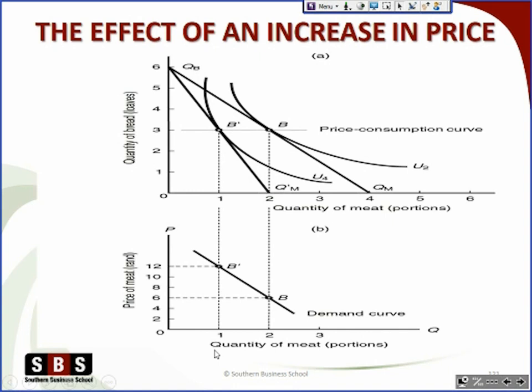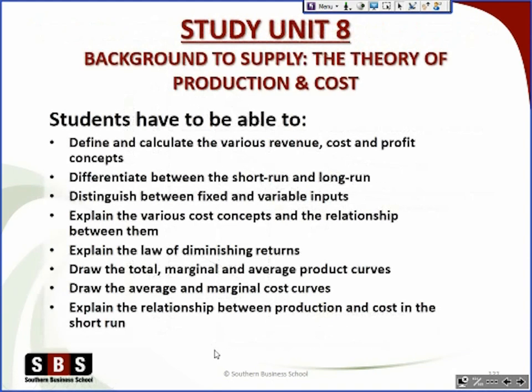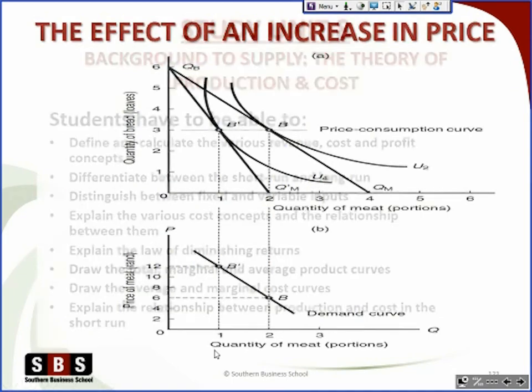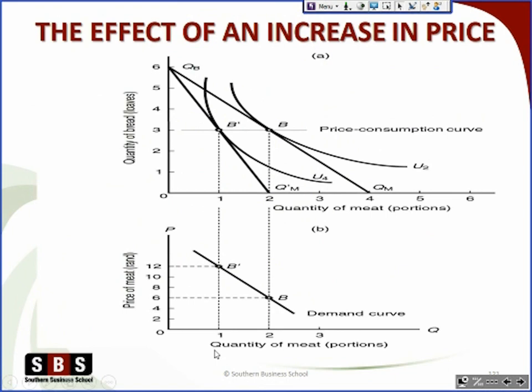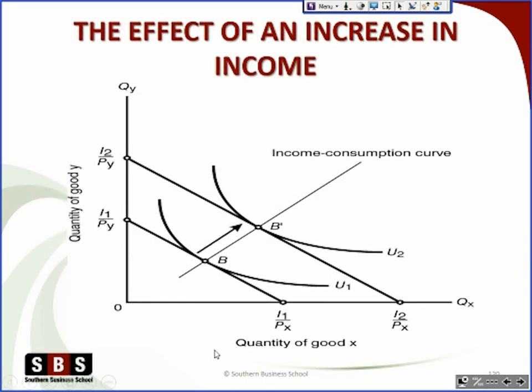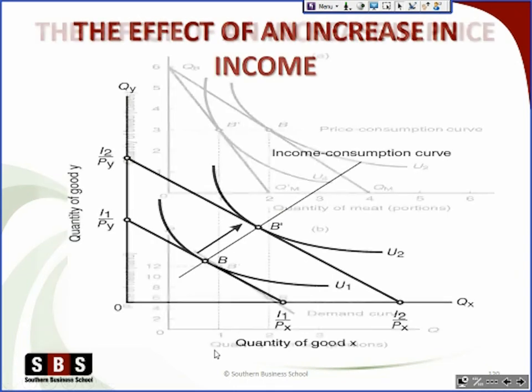Remember, we said the slope is either the price on the x-axis divided by the price on the y-axis, or it's the quantity on the y-axis divided by the quantity on the x-axis. So you're going to be asked to calculate the slope, so go back to that formula. Just know that you may be given a graph and asked what that curve is. You must know that that is the price consumption curve, and the same, you must know that that is the income consumption curve.